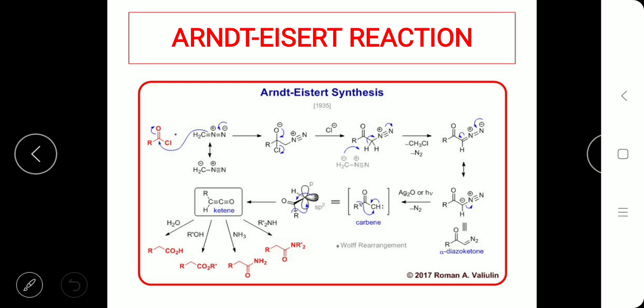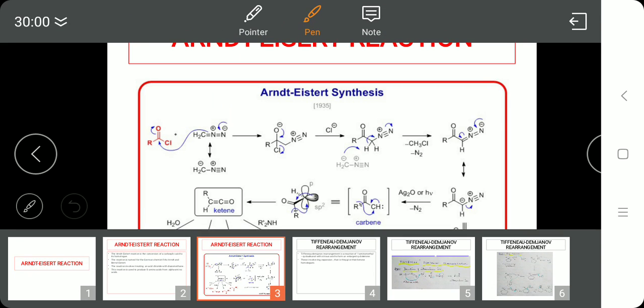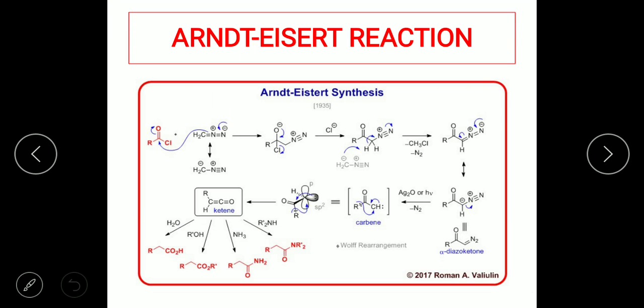Now, once the ketene is formed, this can further react with a water molecule to give rise to the homologous acid. So first you had a carboxylic acid RCOOH, and on the Arndt-Eistert synthesis, the reaction gave rise to another additional carbon atom. That is, now it is RCH2COOH. That is nothing but what we call the homologous acid. So from the carboxylic acid, it is going to give rise to the homologous form of the carboxylic acid. So this is about the Arndt-Eistert reaction.